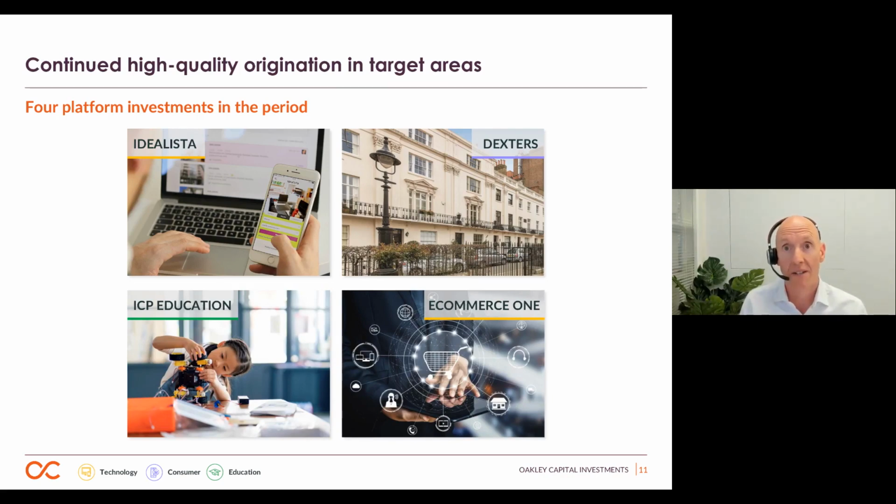And we've announced 4 new platform deals in the Oakley funds in the period, and they all very much sit within Oakley's sweet spot. Top left there is Idealista. And this is essentially Southern Europe's answer to a Rightmove or a Zoopla. It is the #1 real estate classified player in Spain, the #1 in Portugal, and the #2 in Italy.